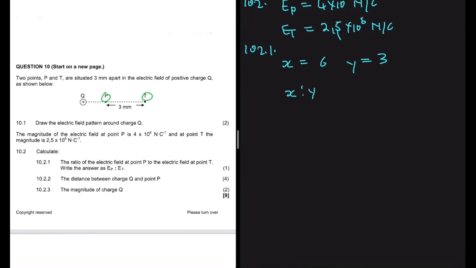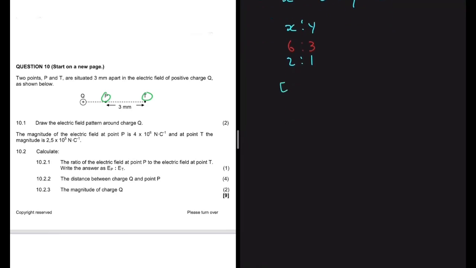So you would say x is to y. In place of x, you put in 6, and in place of y, you put in 3. But then you can see that you can divide both sides by 3, and if you do that, you're going to get 2 is to 1, and that's the ratio of x to y. So we are applying the same idea here.